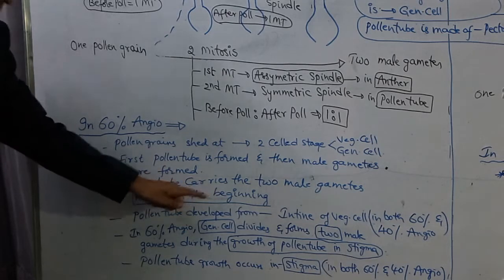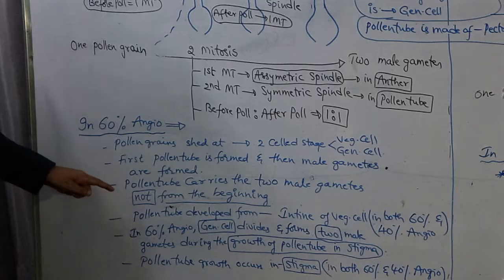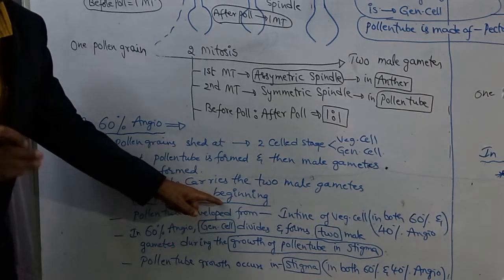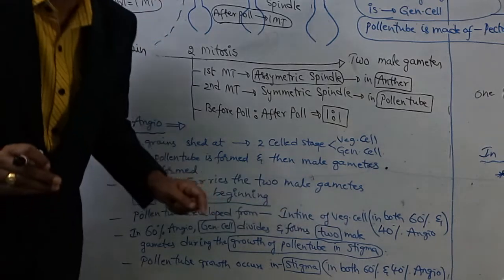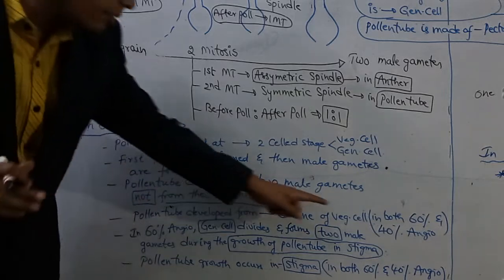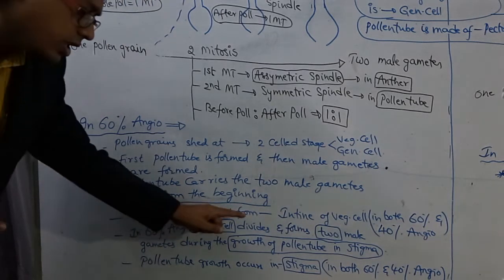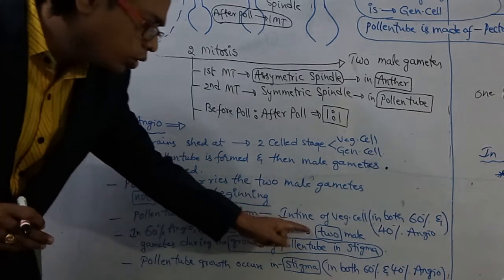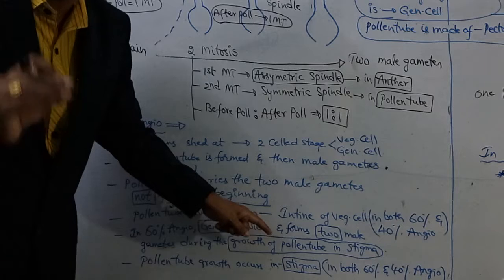Not from the beginning. Pollen tube developed from which layer? Pollen tube is developed from intine. From which cell? Vegetative cell. In both 60% of angiosperms and 40% of angiosperms. In 60% of angiosperms, generative cell divides and forms two male gametes during the growth of pollen tube in stigma.